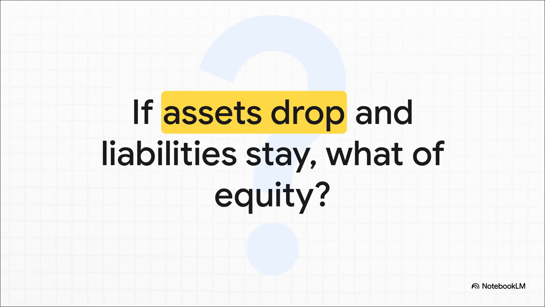Mastering this exact type of analytical logic is what's going to make you a brilliant future CPA. If assets drop and liabilities didn't budge at all, the dual effect demands that equity must have decreased. But why? Was it an expense, a massive dividend payout?